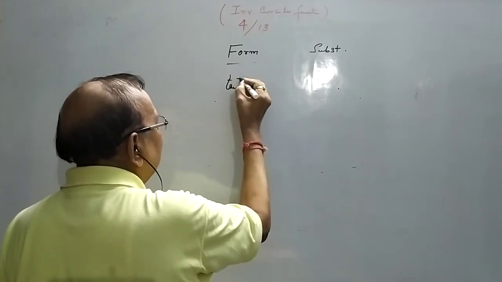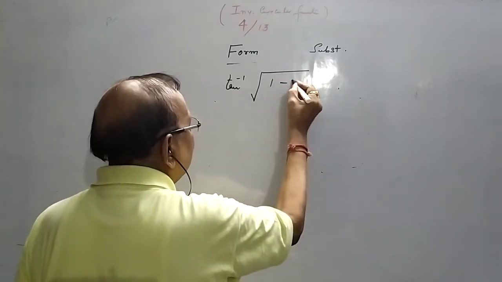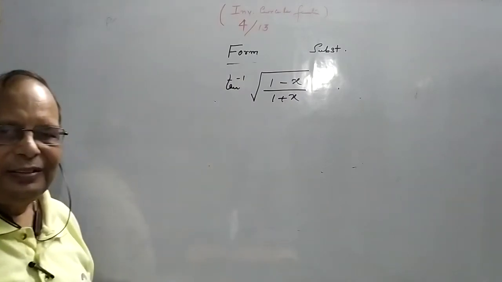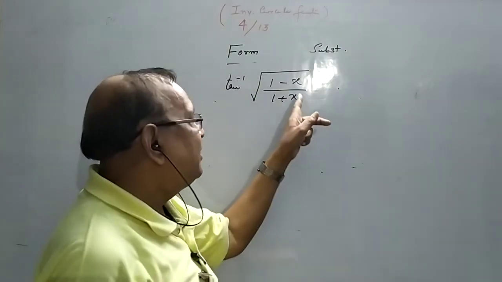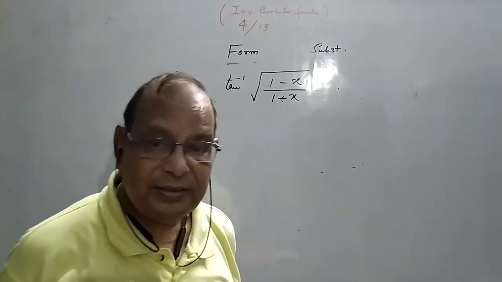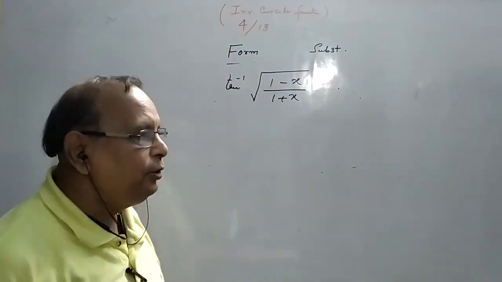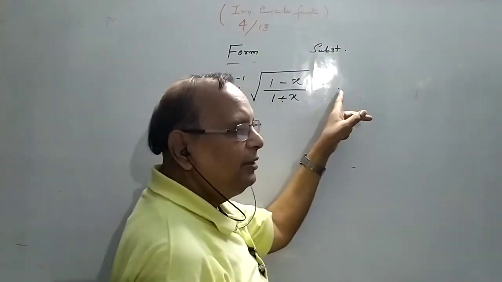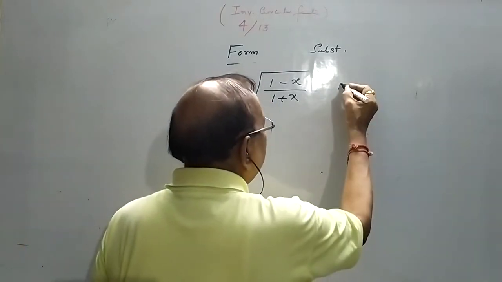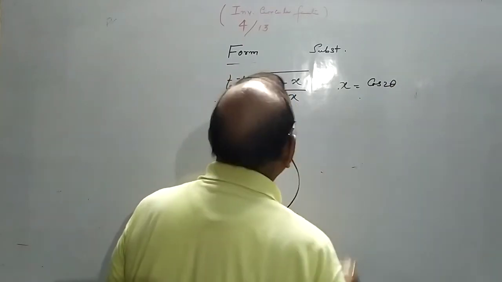tan inverse under root 1 minus x upon 1 plus x. I am considering that there is minus x as well as plus x. I have written the formula of substitution in the fourth stage, that is x is equal to a cos 2 theta only. Here we may put x is equal to cos 2 theta only.